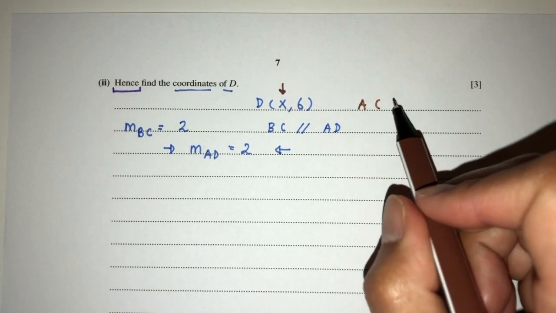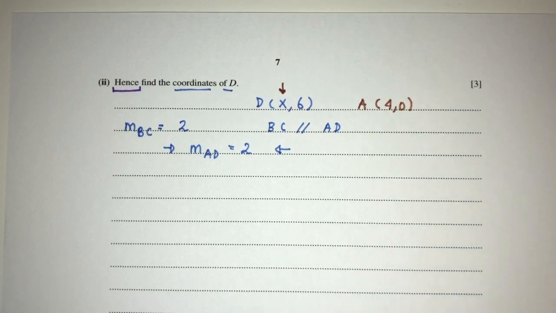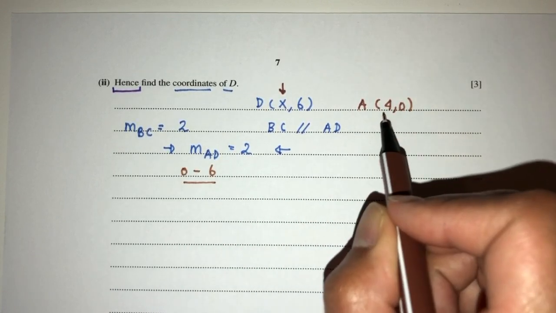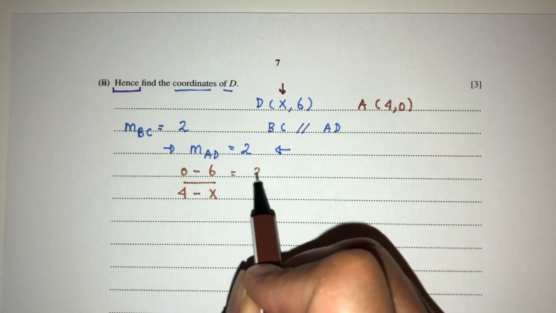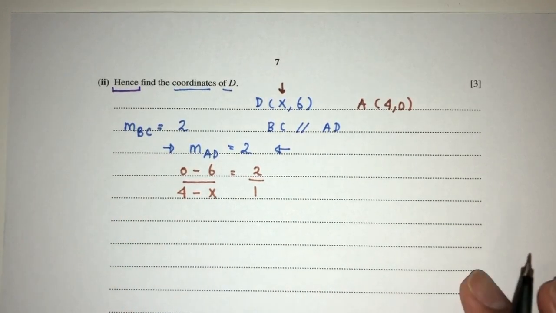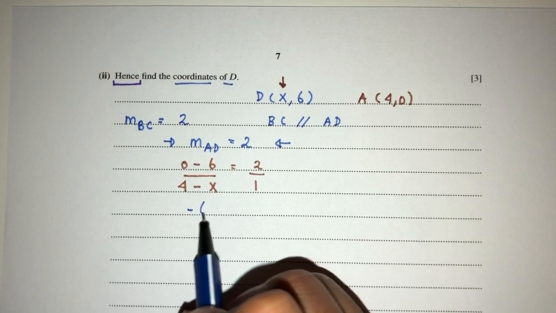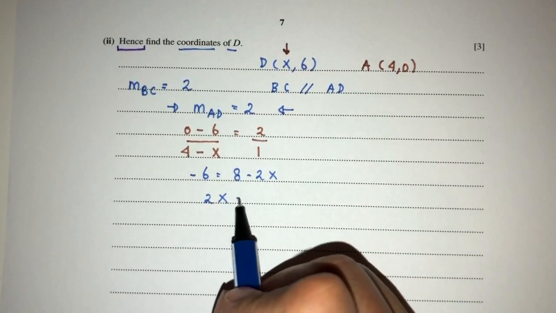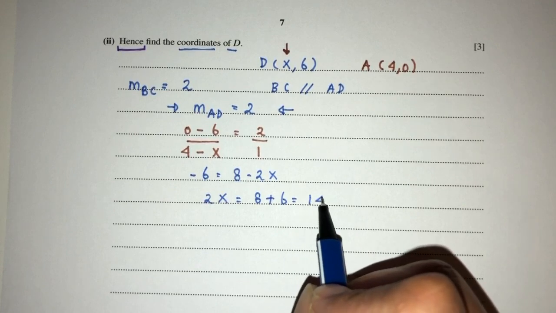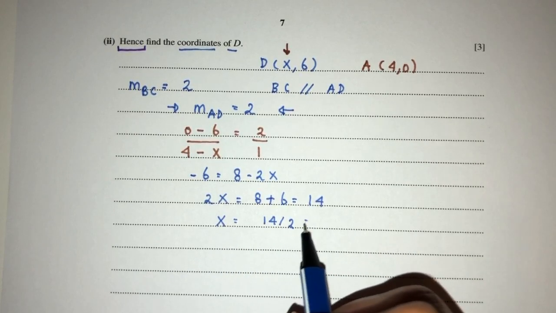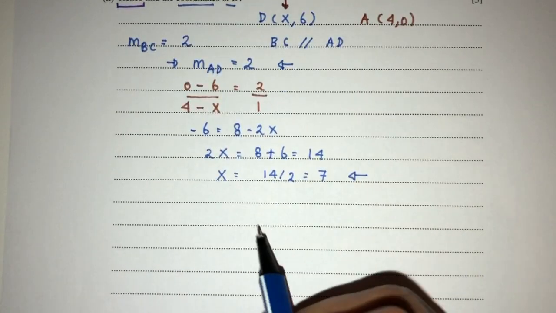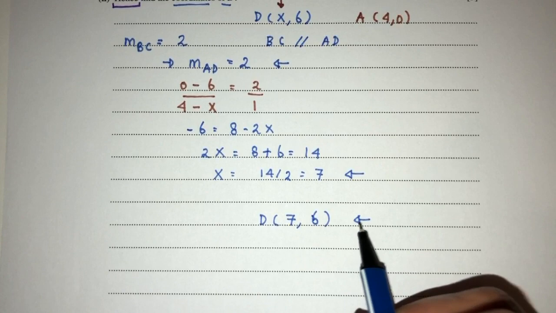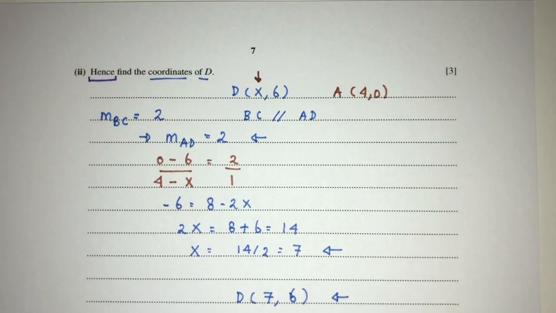The point A is given to you as 4, 0. Now, how do you find gradient? Pretty easy, using your formula again, which is y2 minus y1 over x2 minus x1. That will give you the value of 2. Now we have to solve for the value of x. First thing first, cross multiply, you will have minus 6, that will be 8 minus 2x. Next, over here you will have 2x, and that will give you the value of 8 plus 6, that will be 14. X will be 14 divided by 2, and that should be 7 as your answer. Now, the point D is the one that we are trying to find. So D will be 7, 6, not 8. 7, 6 as the point D, right here. Okay? And that will be your question number 4.